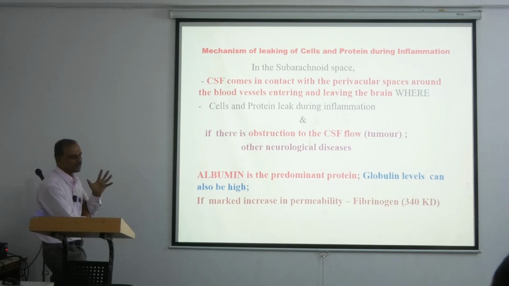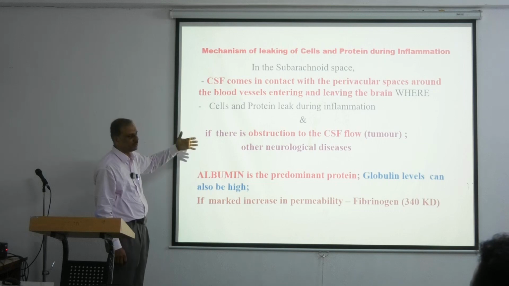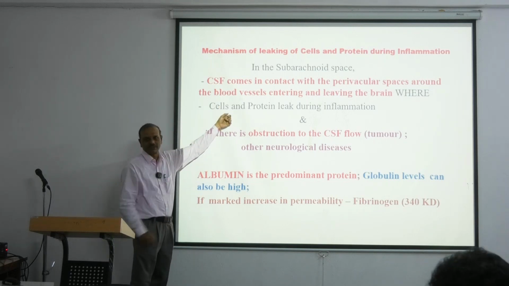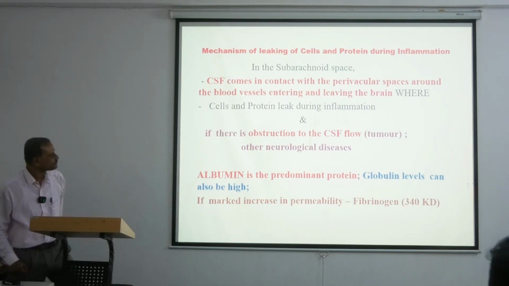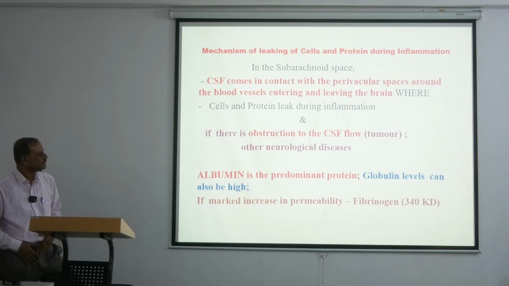So in the perivascular spaces, that area undergoes inflammation, particularly during meningitis, and cells and protein leak. These are diagnostic criteria: cells and protein. And if there is an obstruction in the outflow, that is tumor.